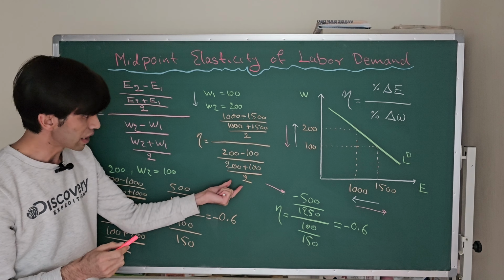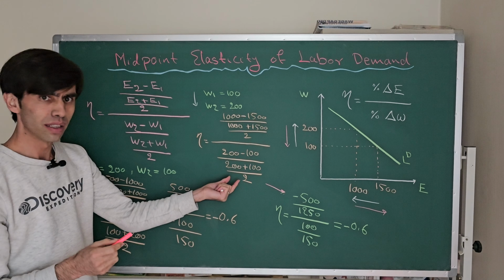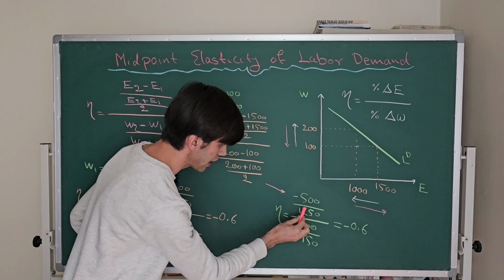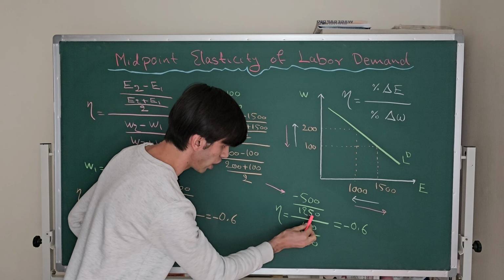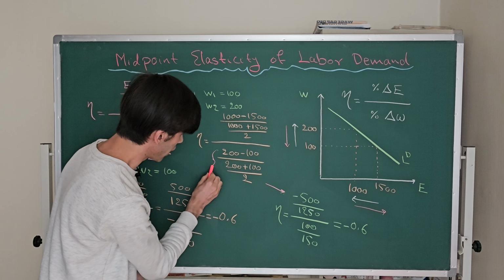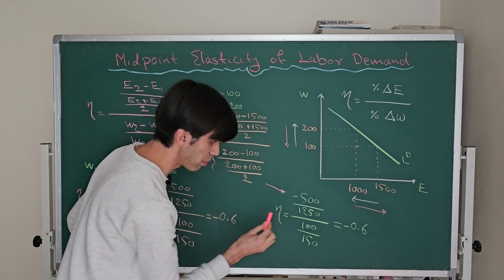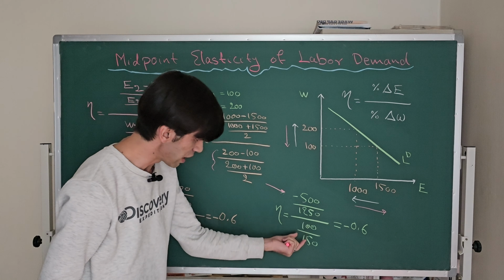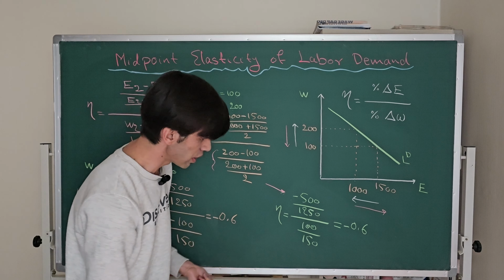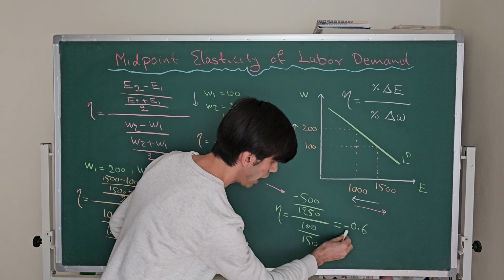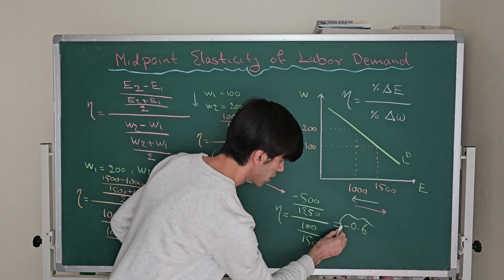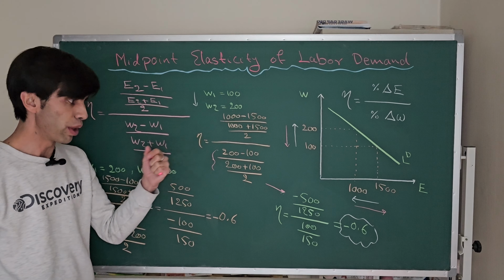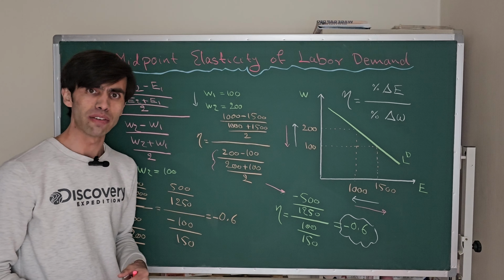If we do some math, the numerator will be minus 500 divided by 1,250, and the denominator will be 100 divided by 150. If you divide this one over this one, the result will be minus 0.6. So this is the value of elasticity of labor demand for this particular wage change and employment level change.